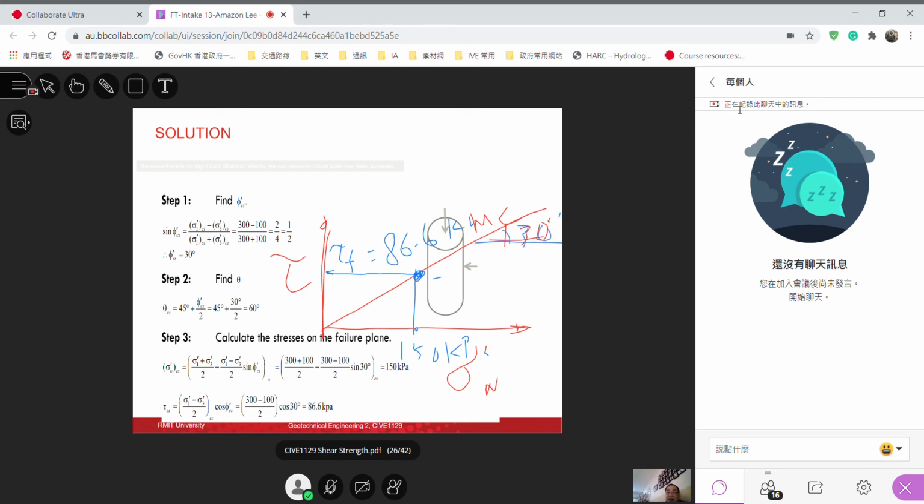So basically, if you want to complete your Mohr circle, this is a Mohr circle. Major principal stress here, sigma 1, 300 kPa. Minor principal stress here, 100 kPa.